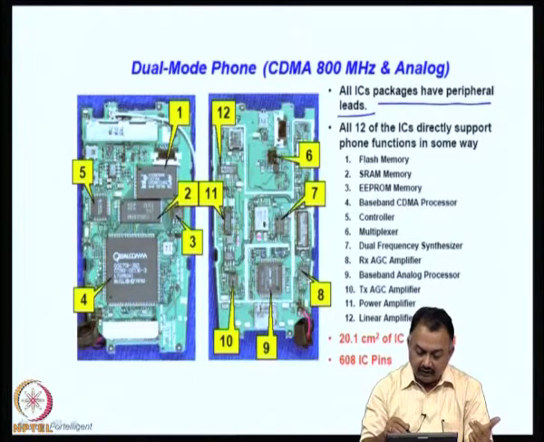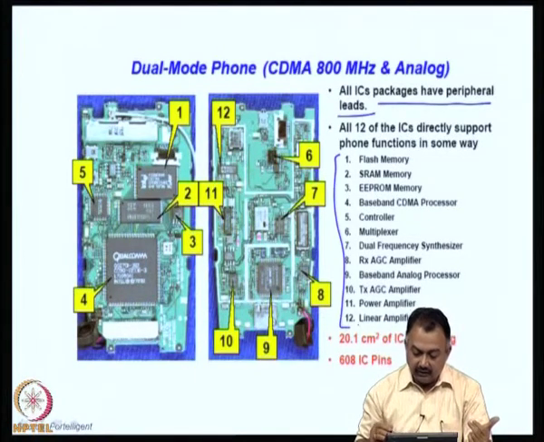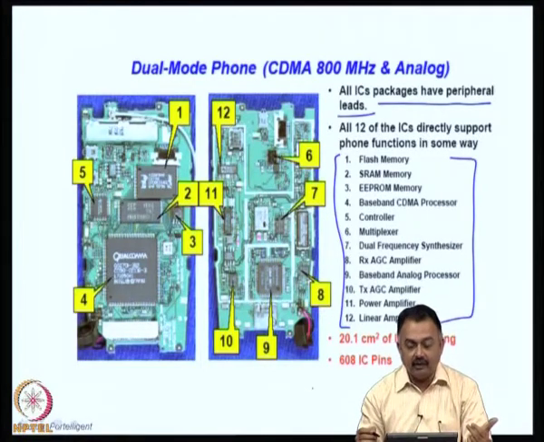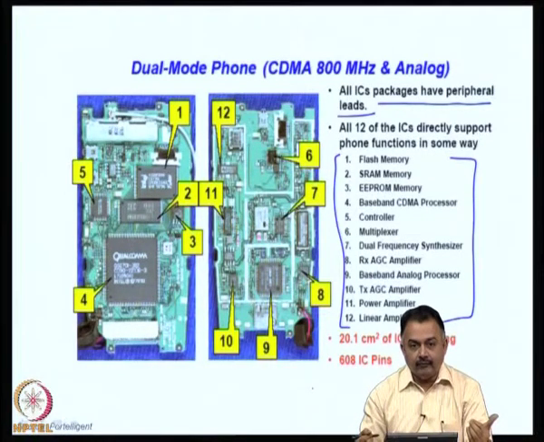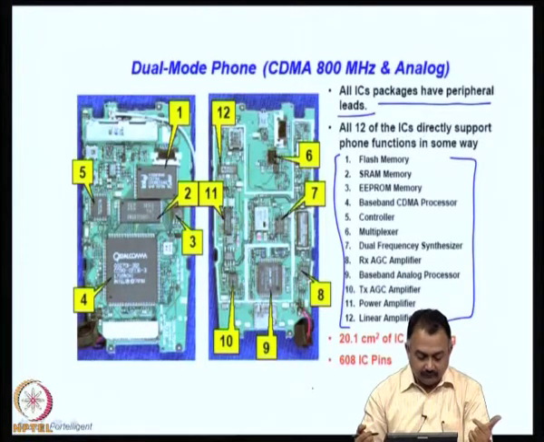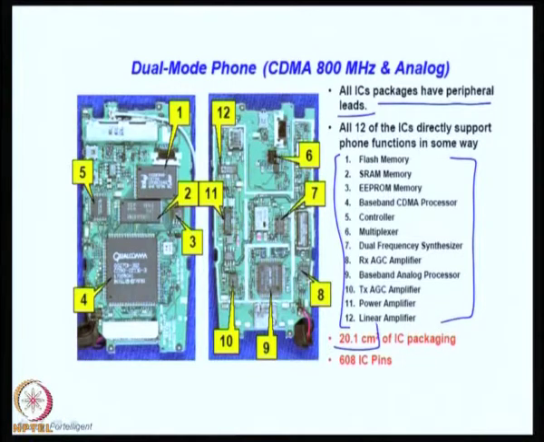and each of the 12 ICs in this particular example has different functionalities. One IC is a flash memory, the other is a controller, the other is a power amplifier IC, linear amplifier IC, and so on. So, it occupies a lot of space. And the IC packaging by using these 12 ICs is almost close to 20.1 centimeter squared, and there are 608 IC pins, IOs. This is fairly large.